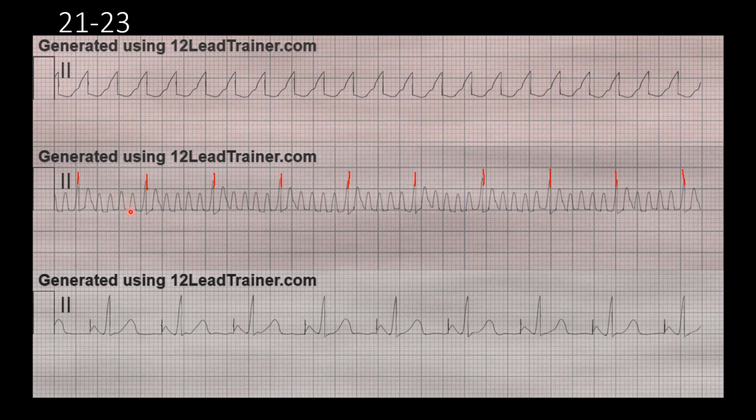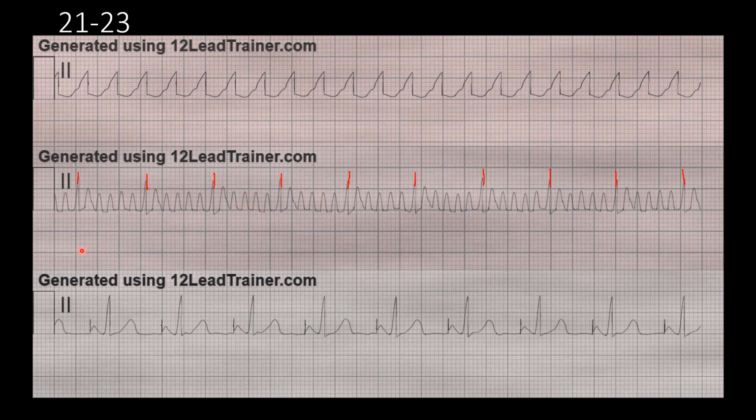We do have P waves, as we said. There is one before every QRS, but there's also all these extra ones. And our QRS itself is within normal range. It's narrow at about 0.08 seconds. So 1, 2, 3, 4, 5, 1, 2.